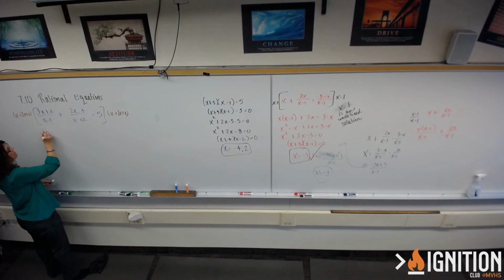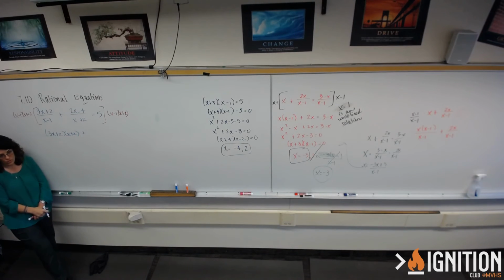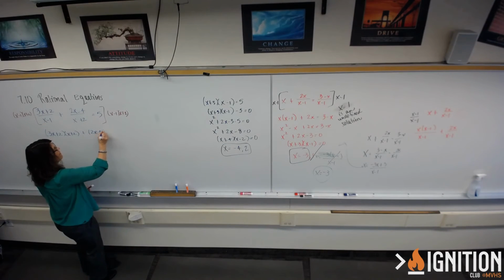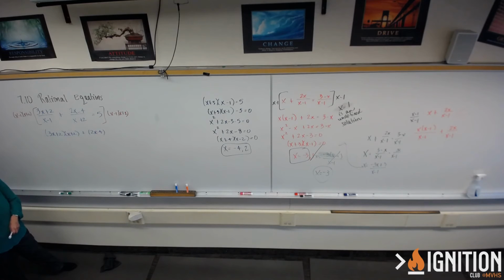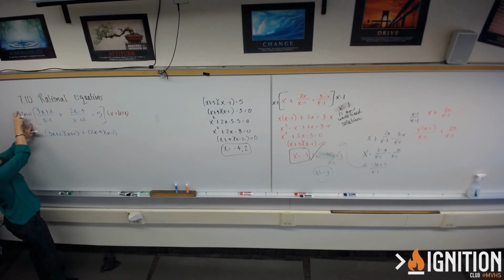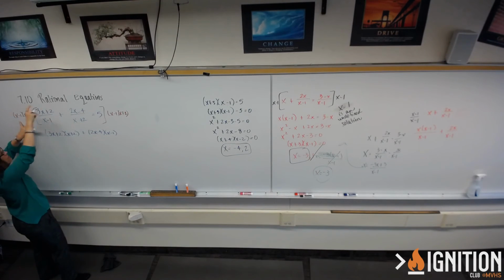So this becomes the quantity 3x plus 2 times the quantity x plus 2. 2x minus 4 is going to get multiplied by what? X minus 1. If you distribute x minus 1, x plus 2 times 2x minus 4 over x plus 2, the x plus 2's reduce out, leaving you with x minus 1.